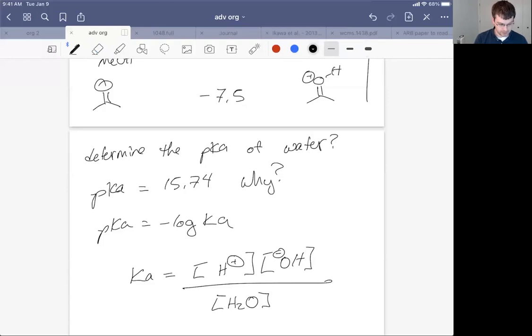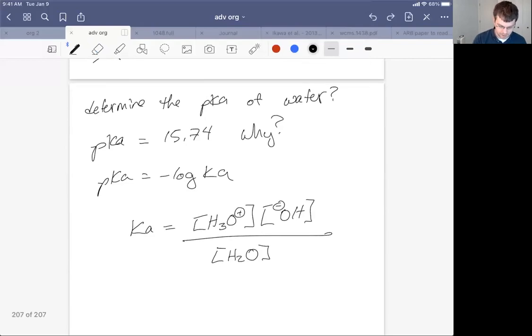Well, maybe let's just keep it H3O plus. That's what they use in the book. Okay. Well, it turns out this top part is just Kw, which is equal to 1 times 10 to the minus 14.